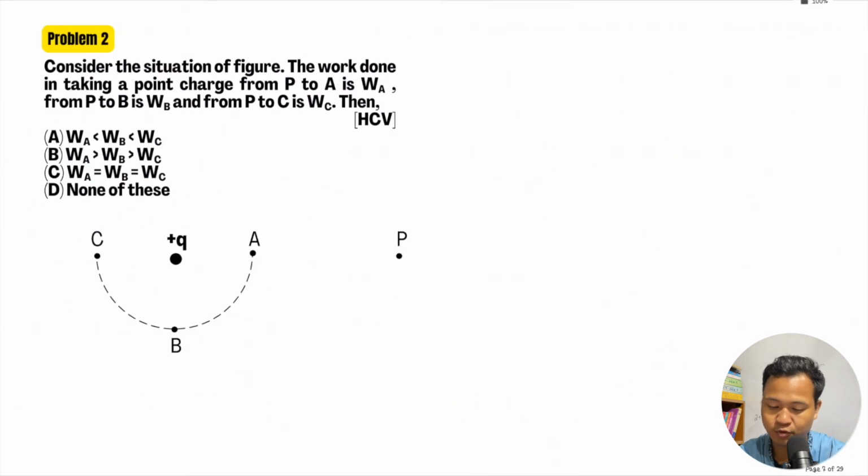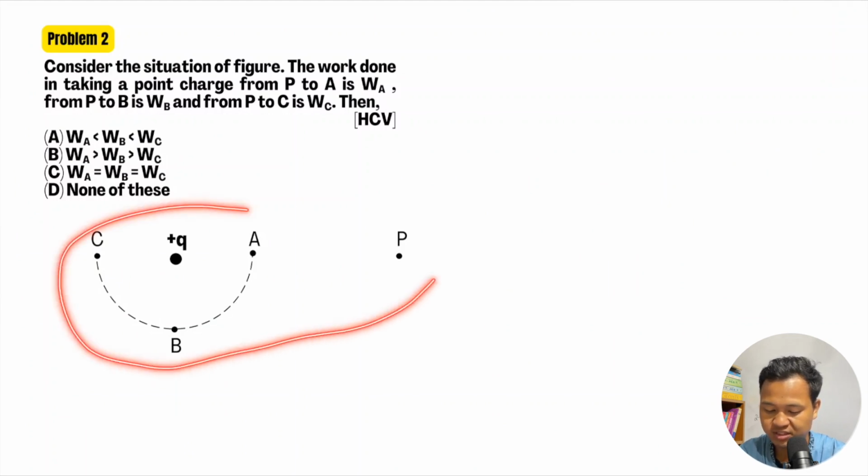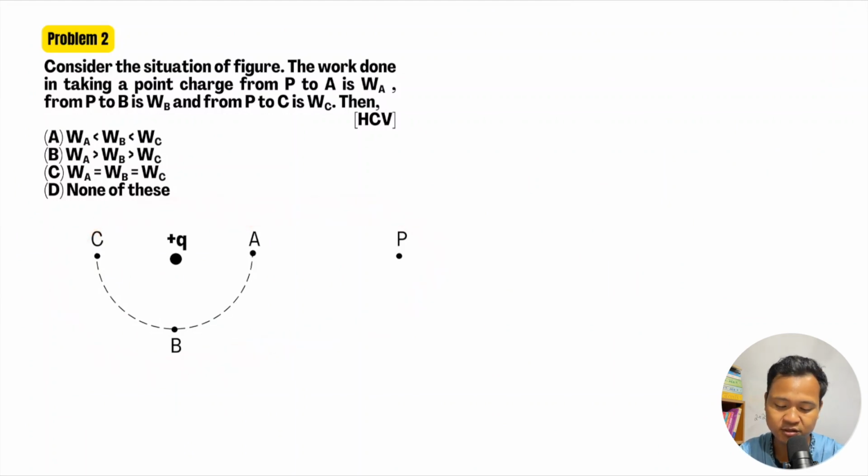So we have one more diagram. The work done in taking a point charge from P to A is WA.